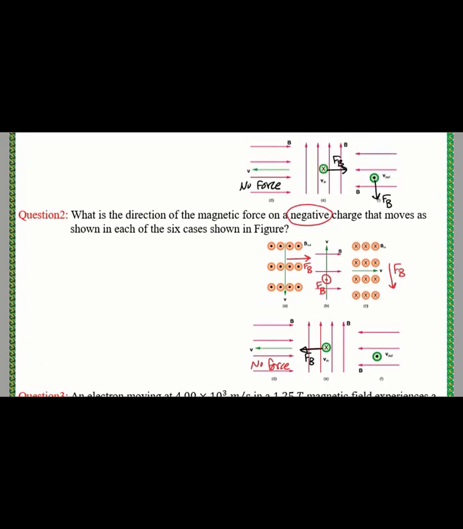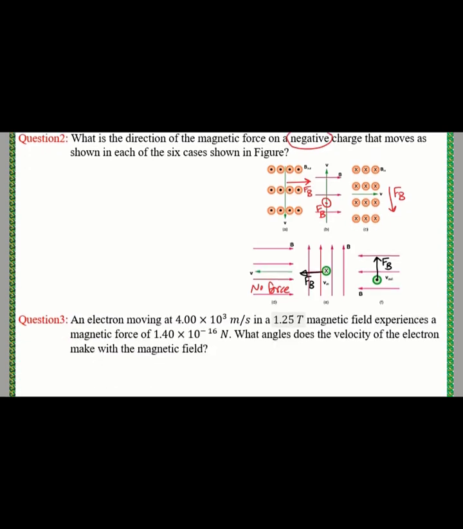And for the last one, part A, question 1, it is downward, so here it is upward. So it is the same. You will apply the right hand rule in the same way, but you must invert the direction you get by your right hand rule, because the charge is negative.